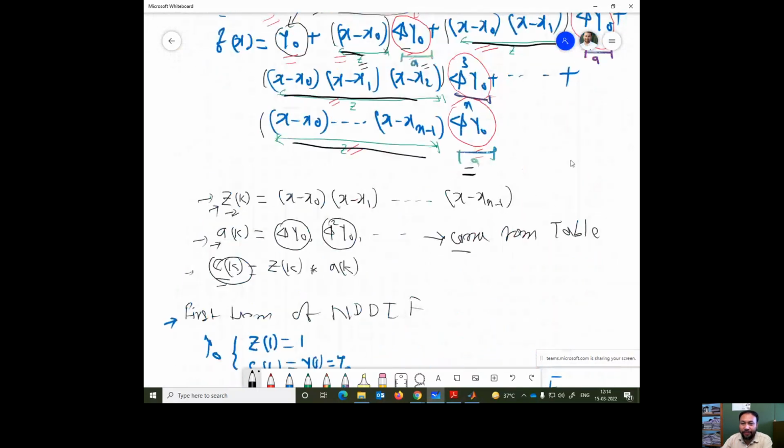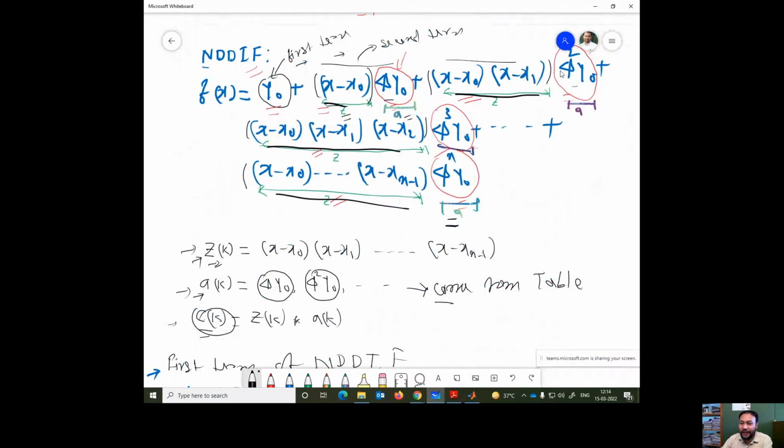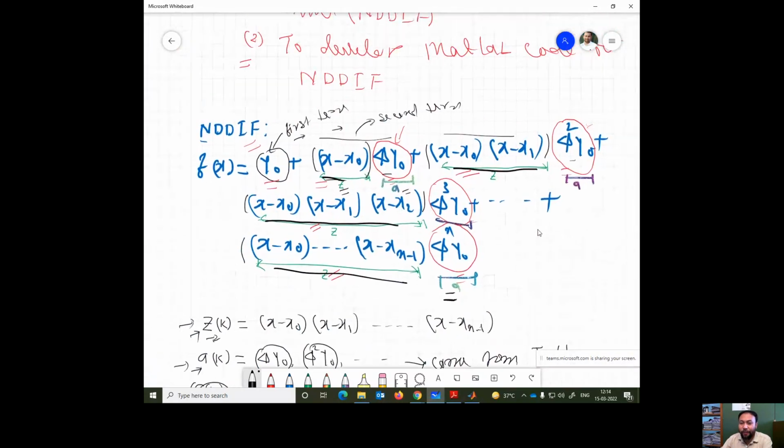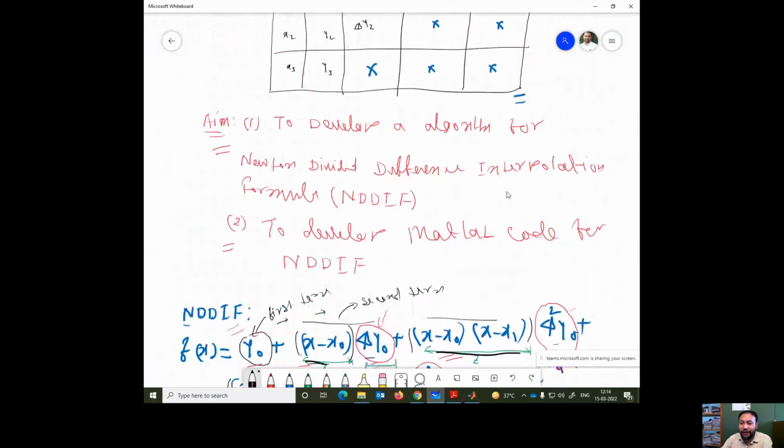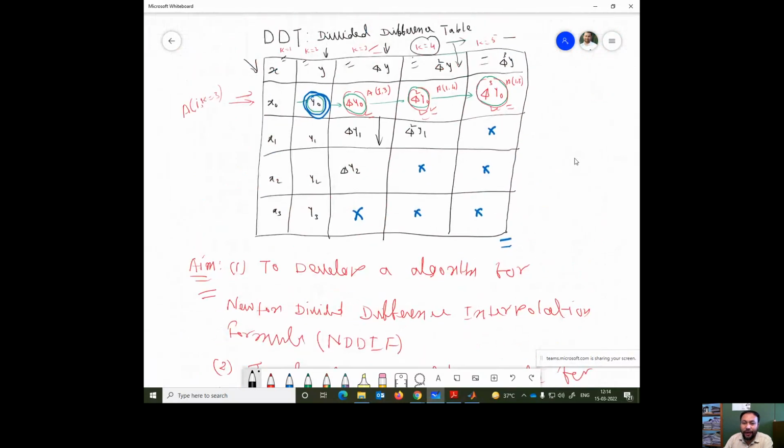A was the delta cross y naught, delta square cross y naught, delta cube cross y naught. These are the values of A. Now, how can I get these values? I can get the value of delta cross y naught from this, from here, and the value of delta cross cube y naught from here.